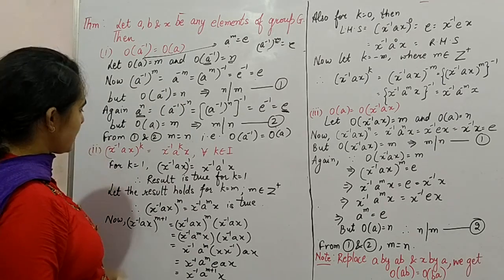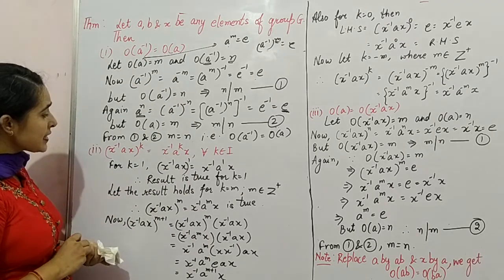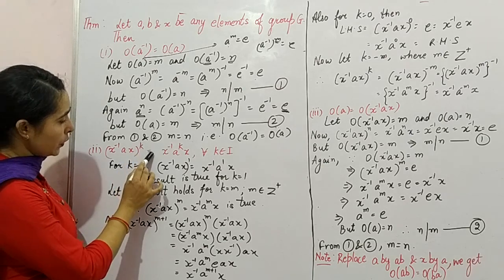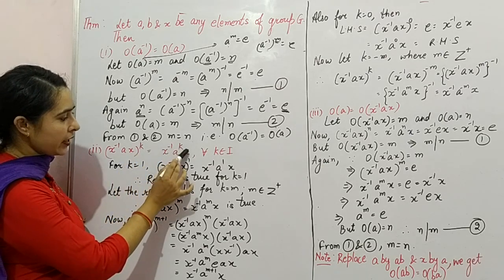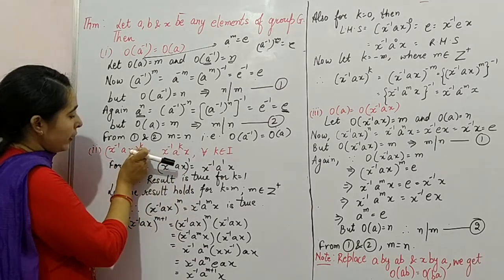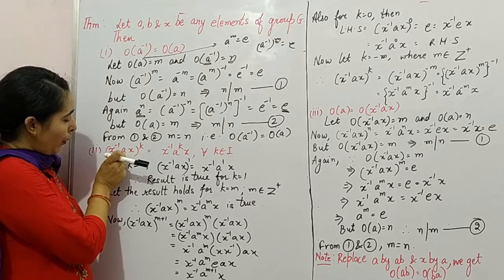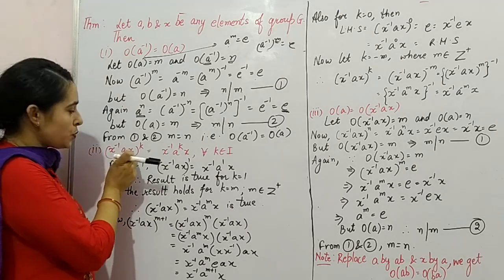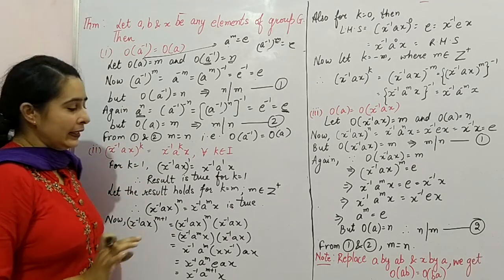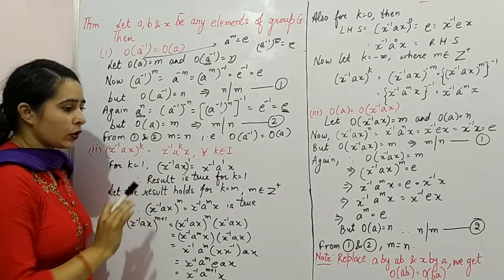Now the next result is x inverse a x, whole raised to the power k, is equal to x inverse a raised to the power k, x. That means if we take this power k inside, it will operate on a only. That means the power will come directly to a for k is equal to 1.